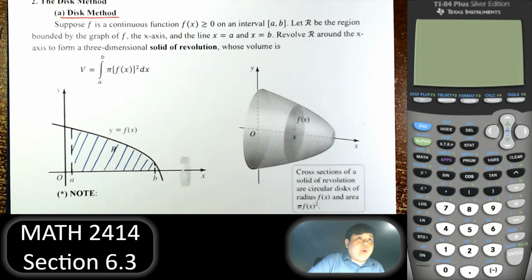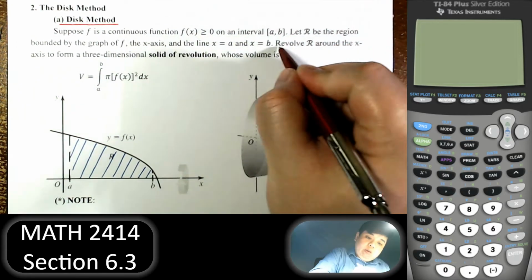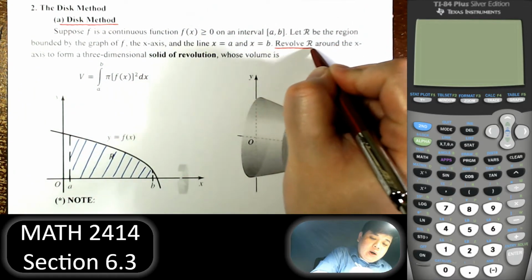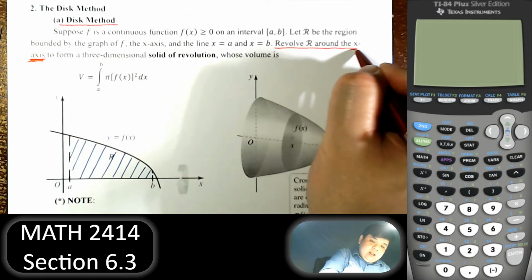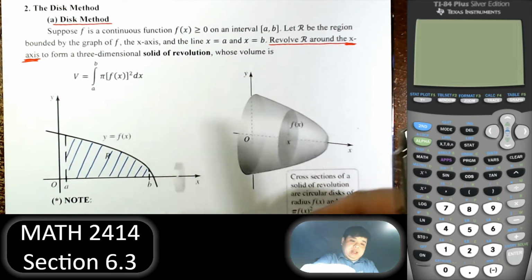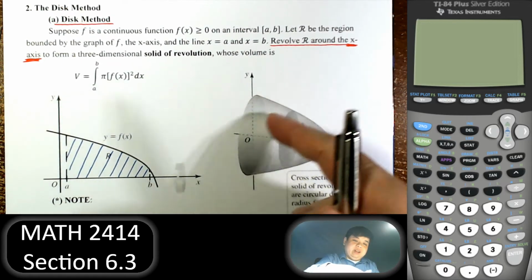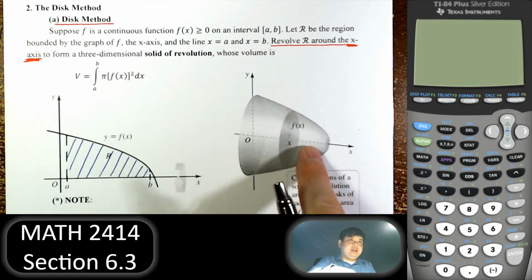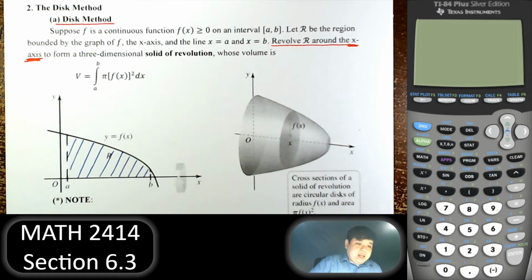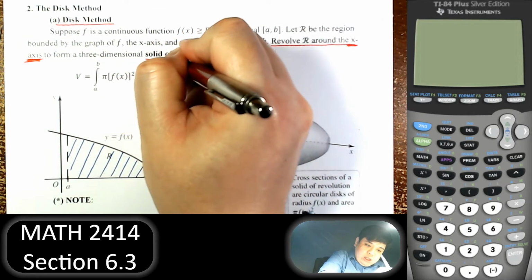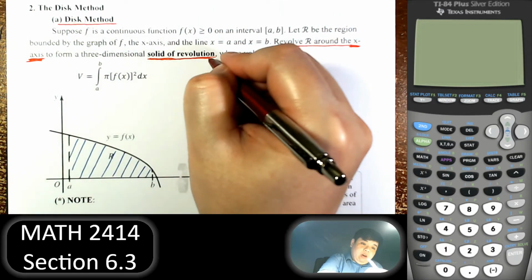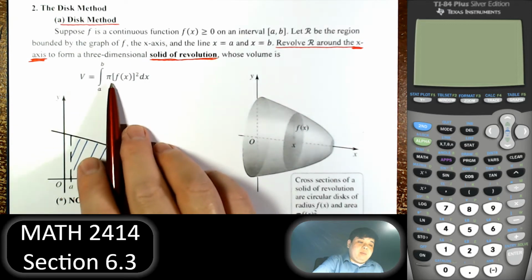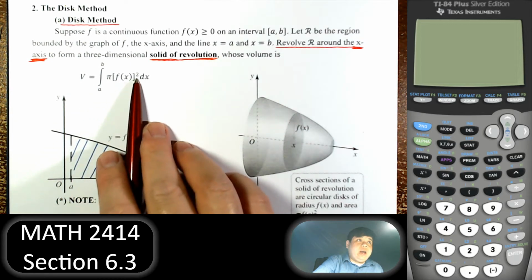Now what we're going to do is take this and revolve that region R about the x-axis. So we're just spinning it around, and the shape will look like this. That's called the solid of revolution. When we're revolving the function about the x-axis, the volume is given by pi times the integral of f of x squared dx.